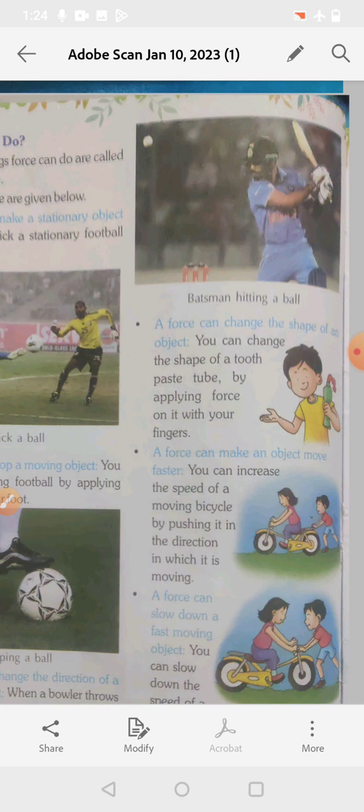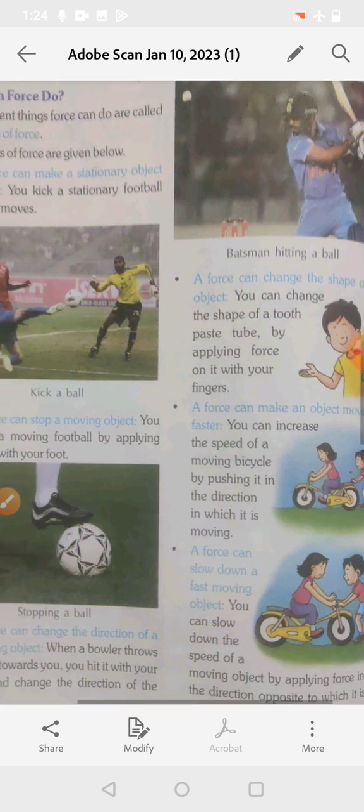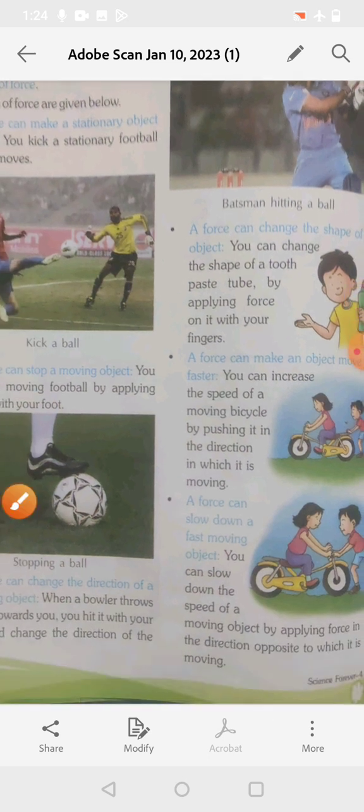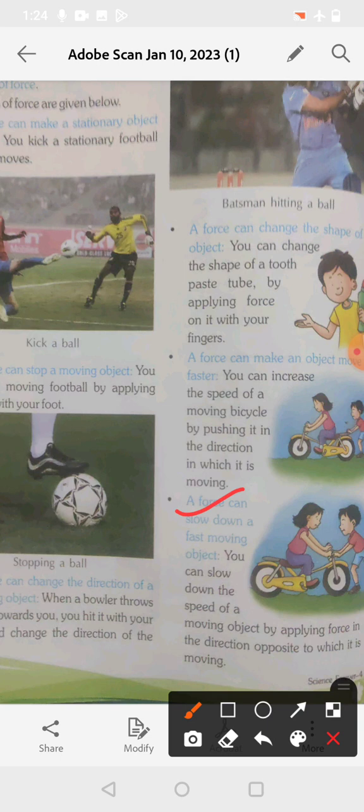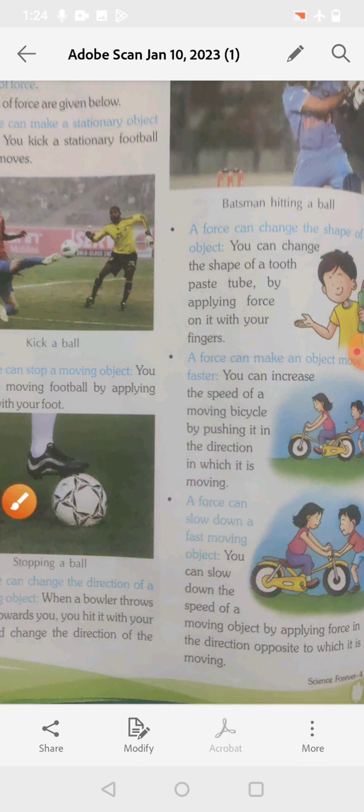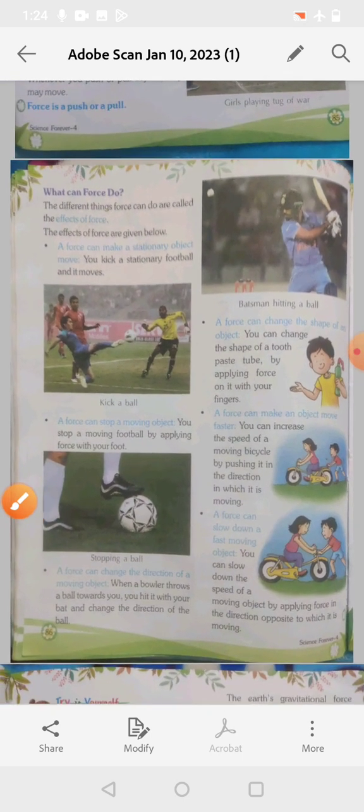I guess all of you have done this thing. Next one, a force can slow down a fast moving object. So if any object is moving very fast and you apply force on it, it can slow down the movement. You can slow down the speed of a moving object by applying force in the direction opposite to which it is moving. Okay, so these are the effects of a force.